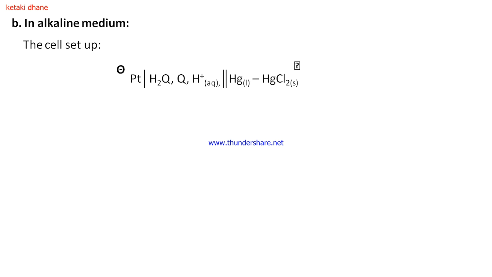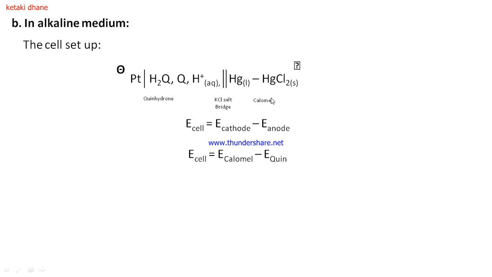And when we dip the electrodes in the alkaline medium, the setup of the cell is a platinum wire dipped in the quinhydrone solution, and the mercury and mercury chloride electrode is the standard calomel electrode. A potassium chloride salt bridge is used in between the two electrodes, that is the quinhydrone and the calomel electrode.